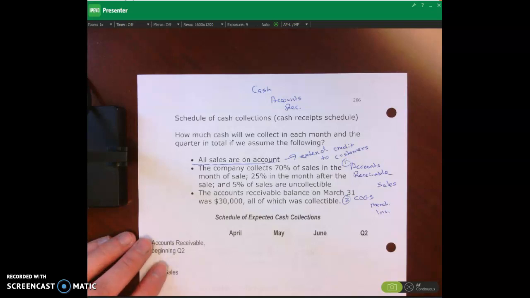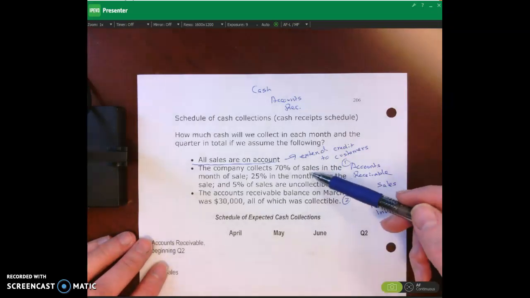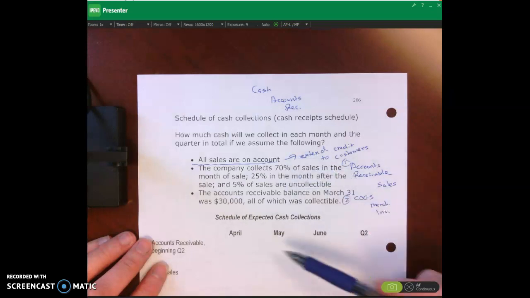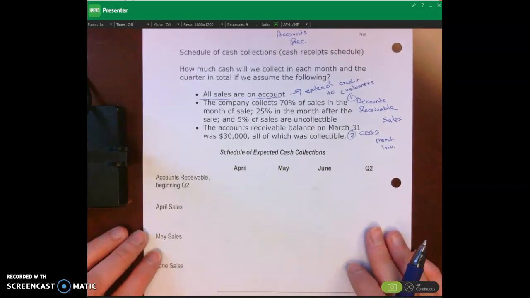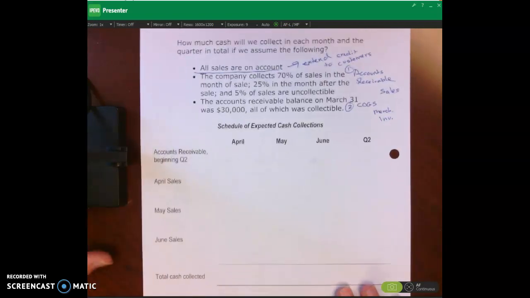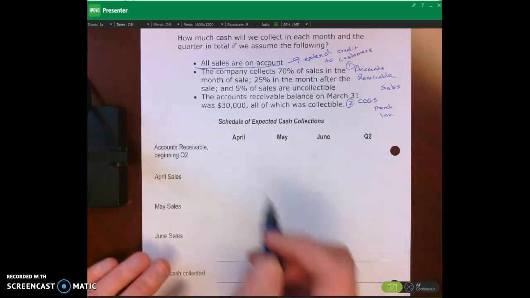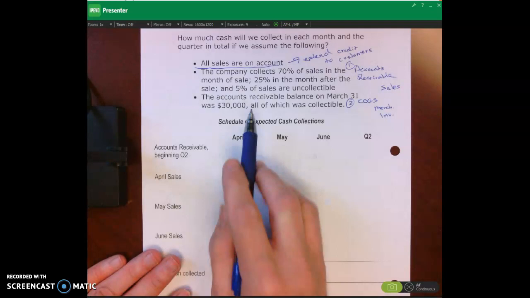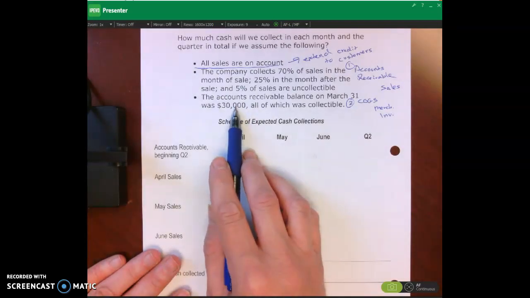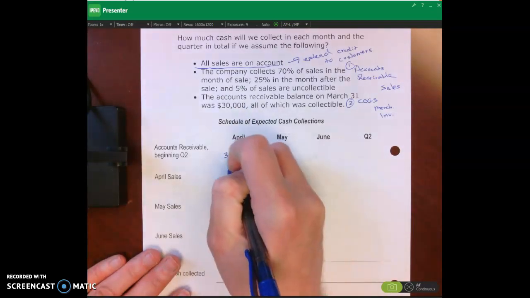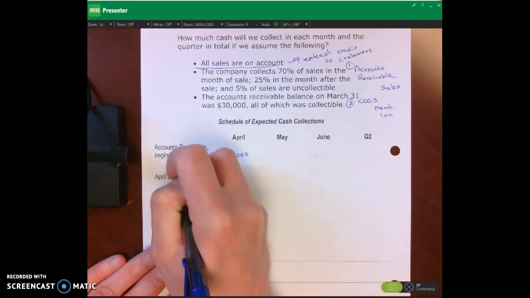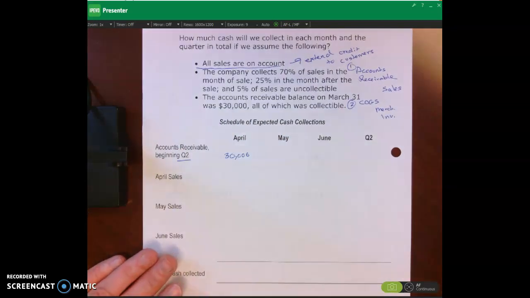Okay? So it's important to go through these and think critically about these 3 bullets before we start doing our table, which is our schedule of cash collections. And what this table is going to show us is how much cash we collect in each month, and then also for the entire quarter. Okay? So if we look over here, we can start to complete it. It says accounts receivable on March 31st was $30,000. We know that is our beginning accounts receivable for quarter 2, as I was explaining earlier.